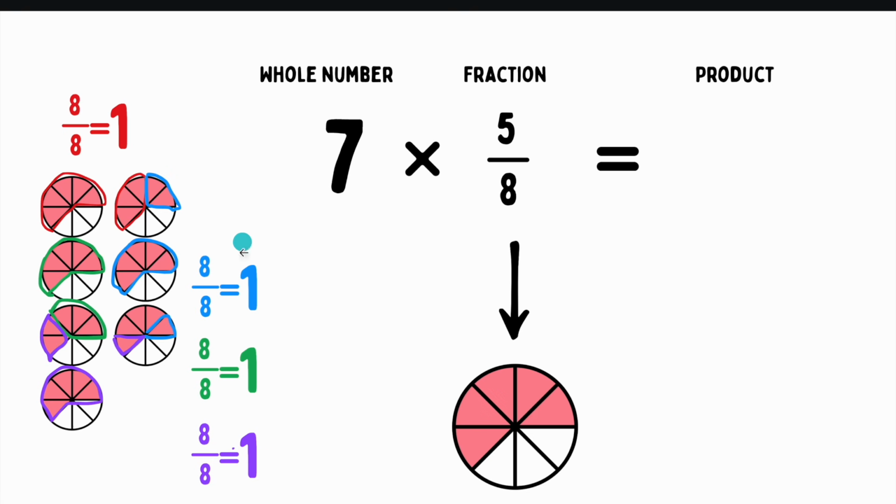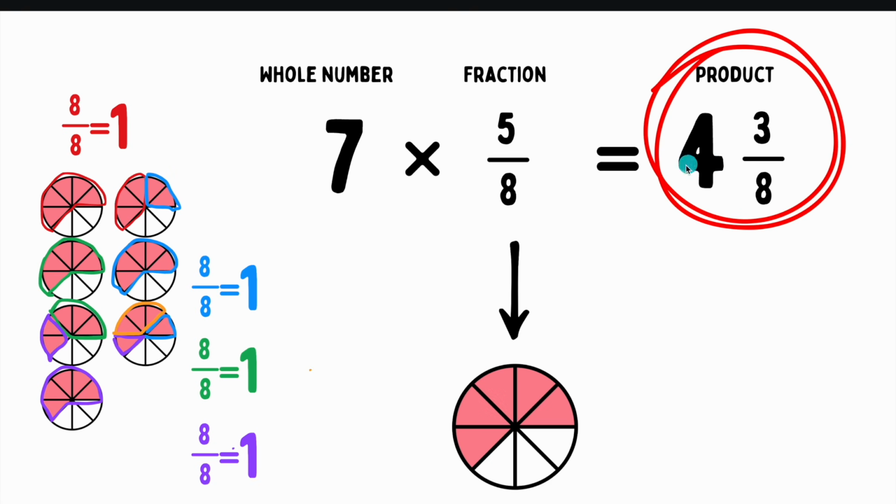So we have 1, 2, 3, 4 wholes. And I noticed that we have 3/8 that we couldn't make into another whole. So we will write 3/8. 7 times 5/8 equals 4 and 3/8.